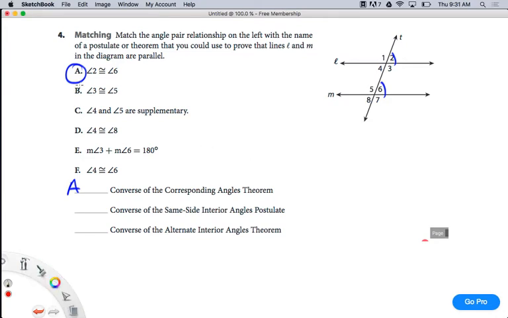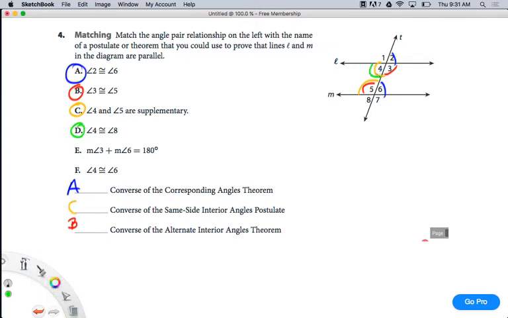The next one, angle 3 is congruent to angle 5. Lorraine, which of those could I use? Good. Converse of the alternate interior angles theorem. Very good. Those are alternate interior angles, so that's what I use. Angles 4 and 5 are supplementary. Which one would I use there, Amariah? Good. Converse of the same side interior.